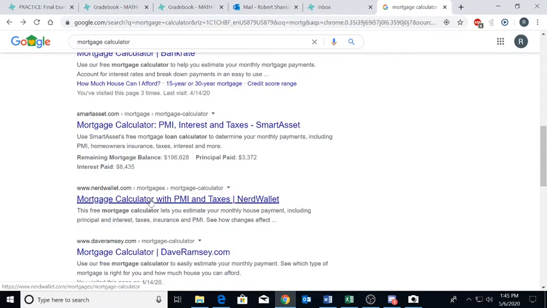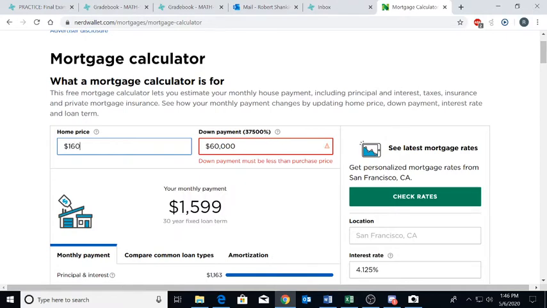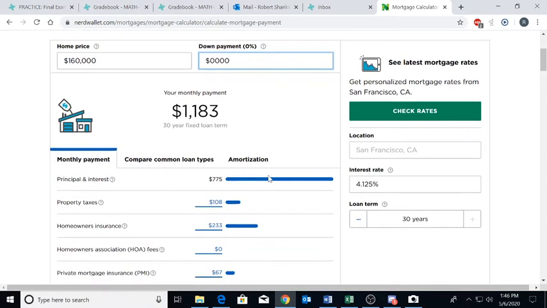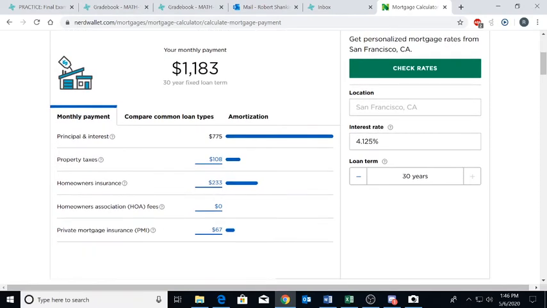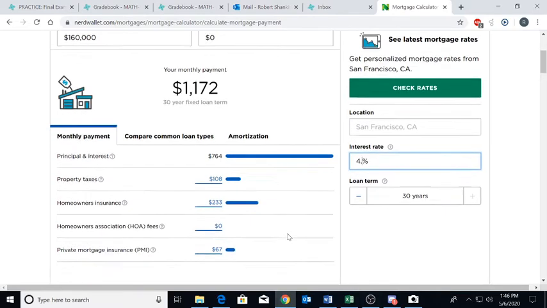So I might go more with one of these, like NerdWallet or something, and I'll do it again over here. 160,000. Say I put a 0 down payment. Interest rate 4, and now notice it's getting me the same thing, $764. So I did it on 2 different ones, confirming $764.